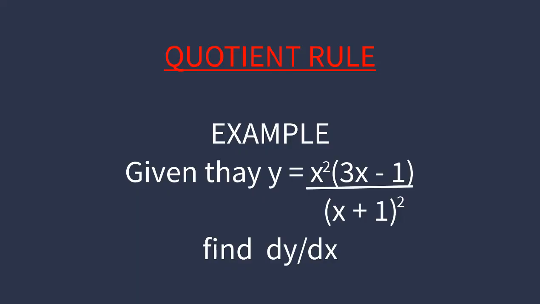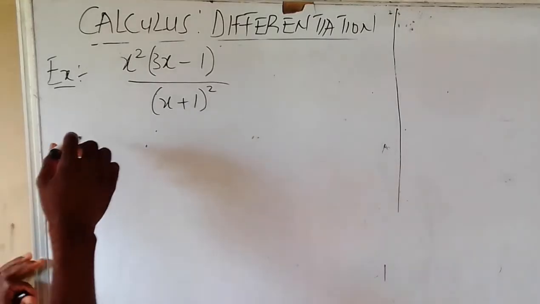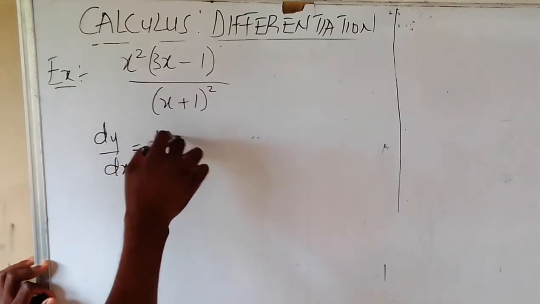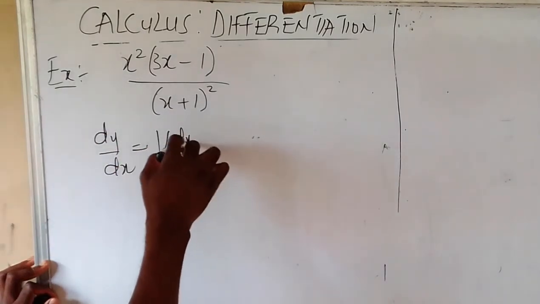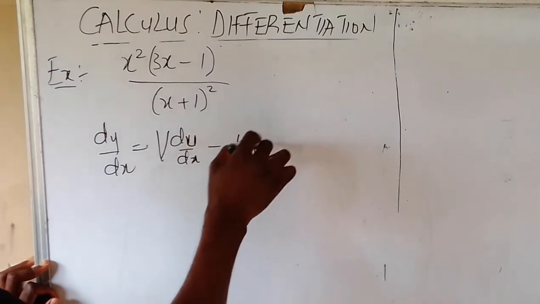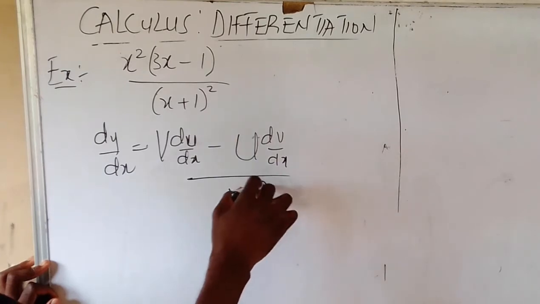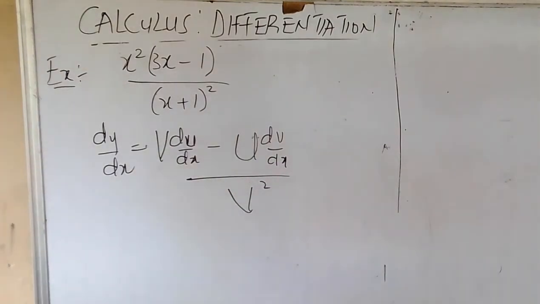Example. Given that y is equal to x squared into bracket 3x minus 1 all over x plus 1 whole squared, find dy/dx. Now in the quotient rule, the formula is given to us as dy/dx equals v du/dx minus u dv/dx over v squared. Which in the same vein, v and u must appear in my solution.